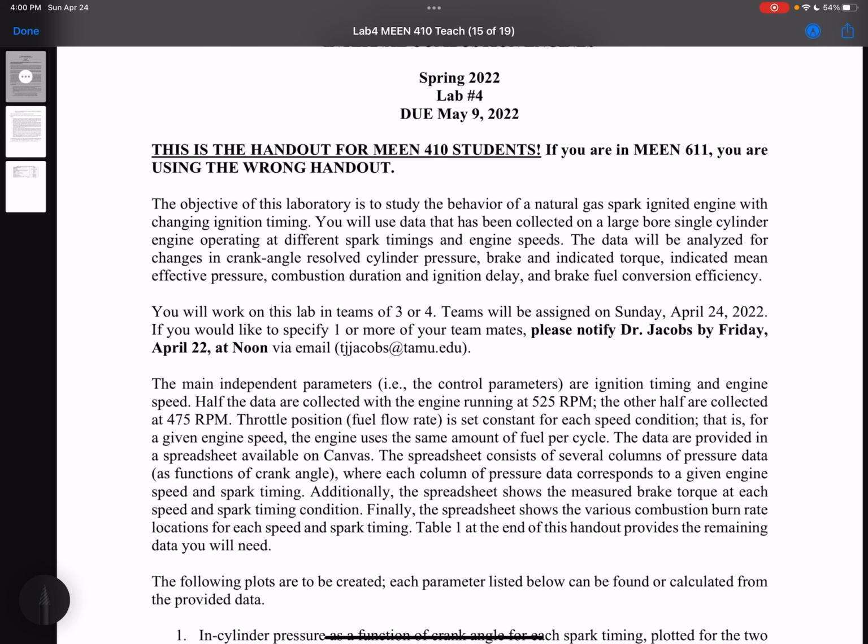And you'll be analyzing that data for crank angle resolved cylinder pressure, which is given to you, brake torque, which is given to you, indicated torque, which you'll need to calculate, indicated mean effective pressure, which you'll need to calculate, combustion duration, which you'll need to calculate, and ignition delay, which you'll need to calculate, and then finally brake fuel conversion efficiency, which you'll need to calculate.